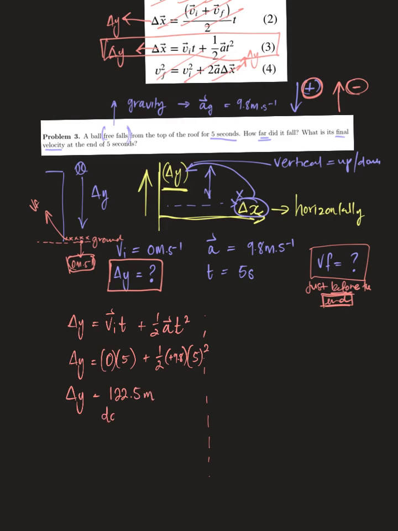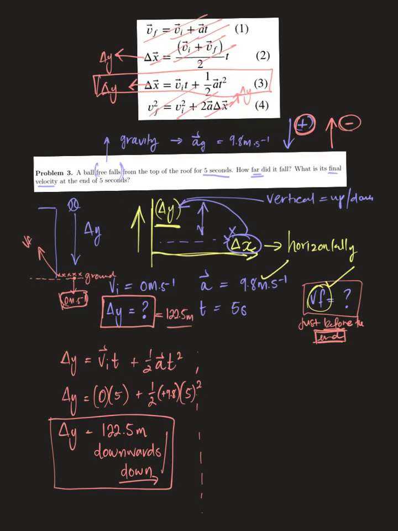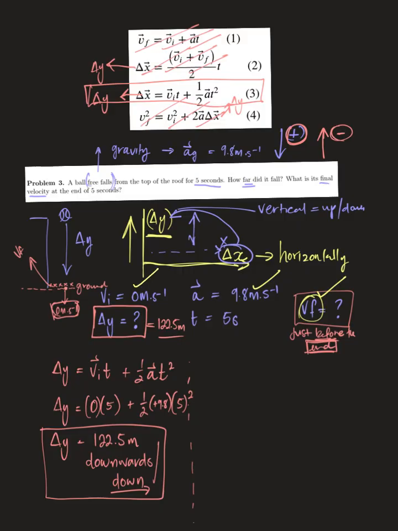Now we do know the direction: downwards, or you can say down. So now you have a bit more information. We can go up here and say that this is equal to 122.5 meters. Great. Now we need to do a second calculation. The second calculation wants V final. So I need a formula that has V final, acceleration, V initial, and I can use delta Y, and I can use time. So I need to find that sort of formula.